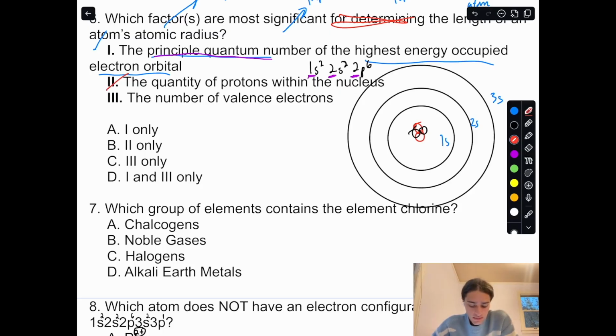And then 3 is the number of valence electrons. This one might seem tempting, but it's not right either, because as we add valence electrons, so here's 2, we could have 4, 5, 6, 7, 8, and so on, the atom doesn't actually get any bigger because the orbitals are the same energy still. If they're valence electrons, then they're in the same shell, so they're the same energy. So that's not true either. So it's going to be 1 only, or A.